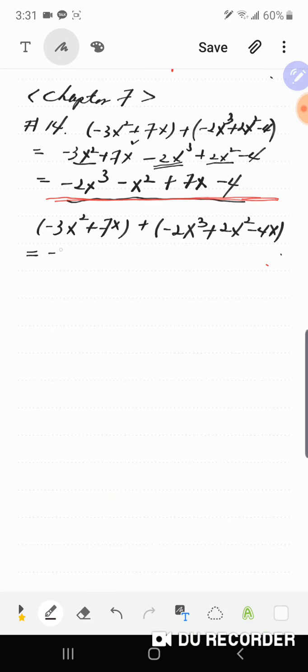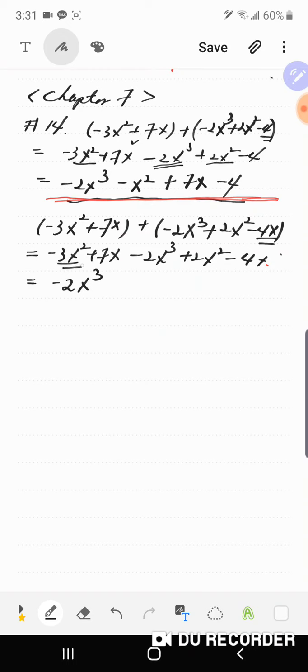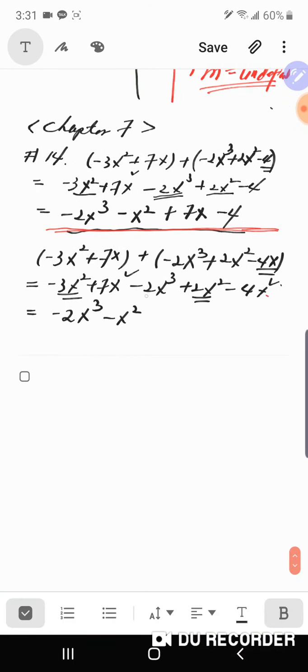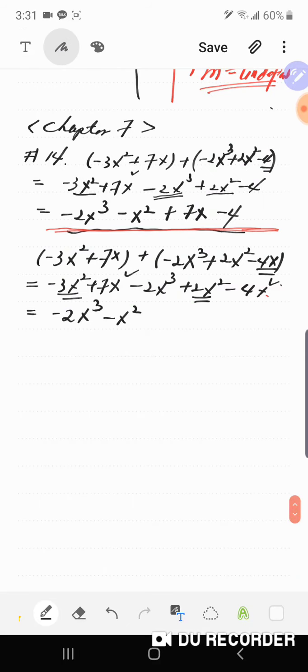Then negative 3x squared plus 7x. The second polynomial becomes minus 2x cubed plus 2x squared minus 4x. This is minus 4x, not minus 4. Then combine the like terms. So the largest exponent term comes first. And combine these two. Then there will be minus x squared. Here is x term and x term. So there will be 7 minus 4 is plus 3x.